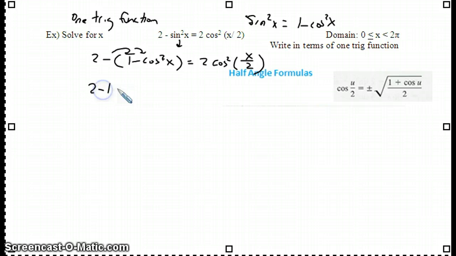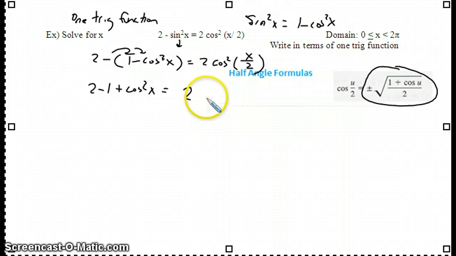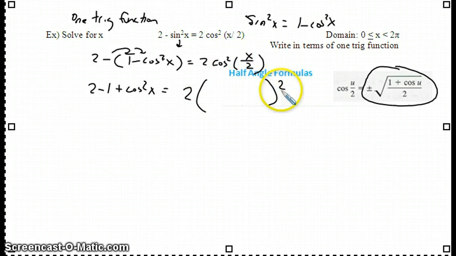1, 2 minus 1 plus the cosine squared of x equals, over on this side here, it's going to be 2 times, I'm going to substitute for the cosine of x over 2, I'm going to substitute this into its place, but then I still have to square it. So I'm going to give myself a big bracket there, put the squared there so I don't forget to do that afterwards. And then I'll put in the plus or minus square root of 1 plus cosine of x over 2.